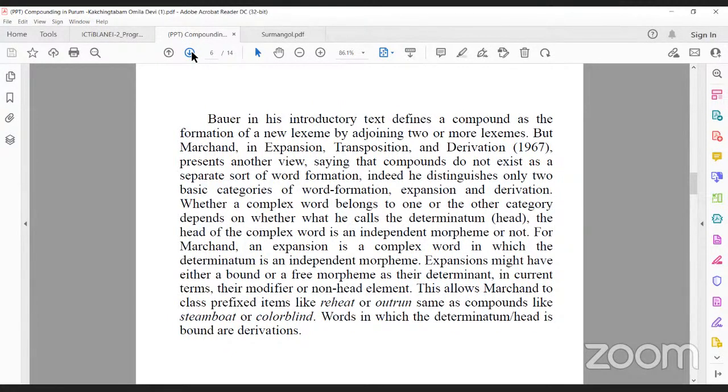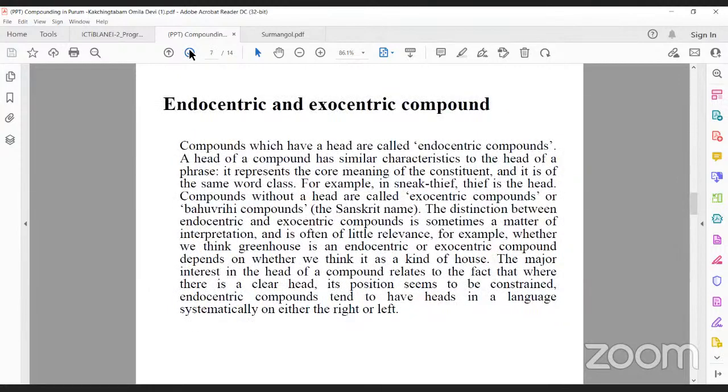Expansion is a complex word in which the determinant is an independent morpheme. Expansions might have either a bound or a free morpheme as their determinant. In current terms, the modifier or non-head element. This allows Marchand to class prefix items like reheat or outrun the same as compounds like steamboat or colorblind. Words in which the determinant head is not found are derivations. Sir, next slide, please.